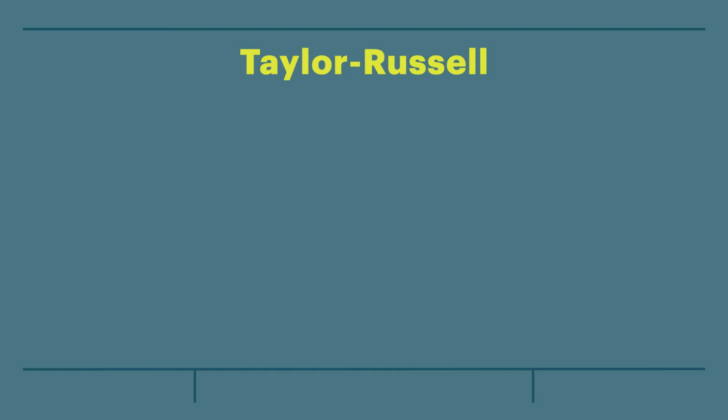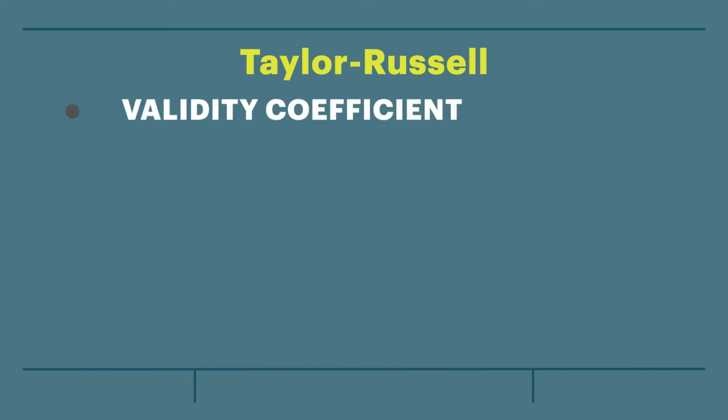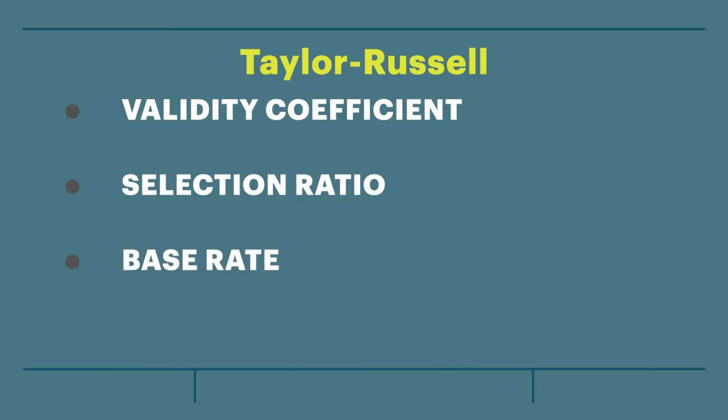This simple calculation is based on three parameters: the validity coefficient, which measures the success of the experiment, the selection ratio, or the proportion of applicants selected, and the base rate, or proportion of applicants who would be successful without the selection procedure. The calculation will look something like this.